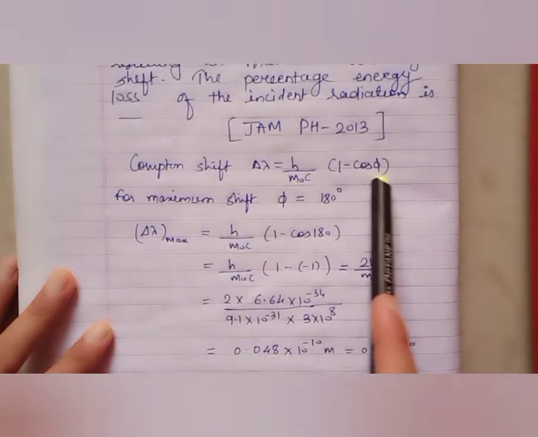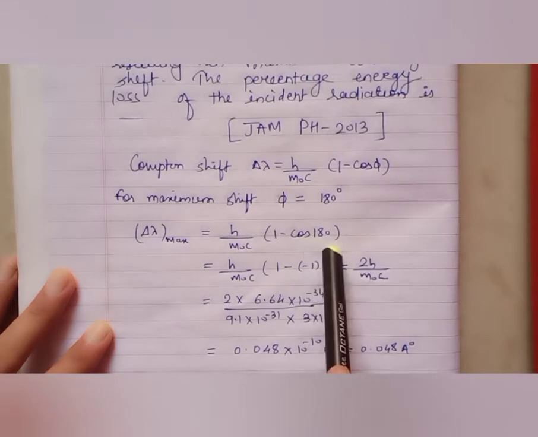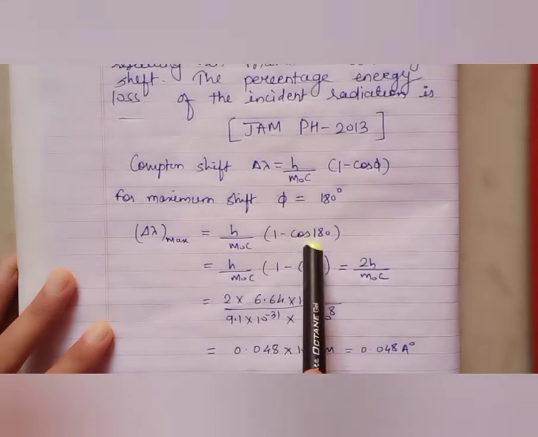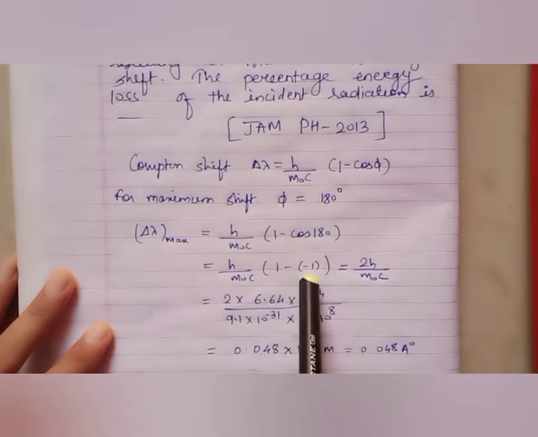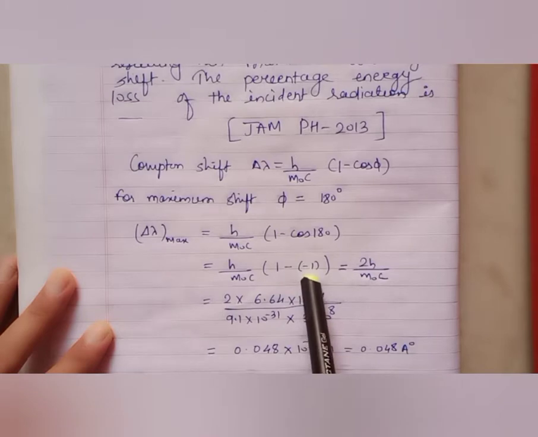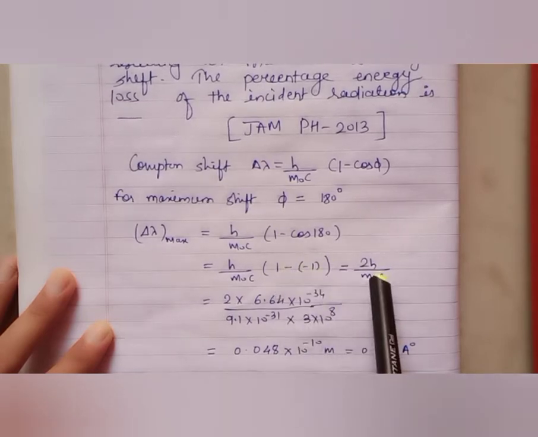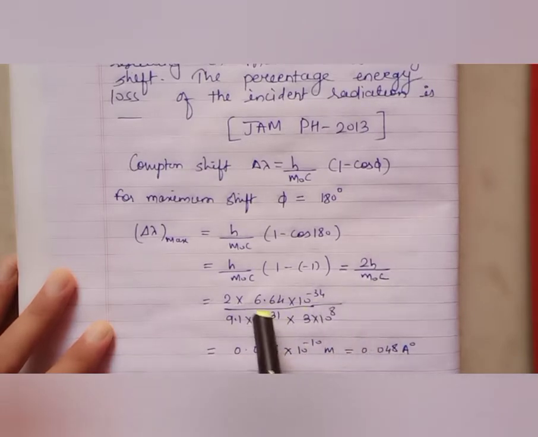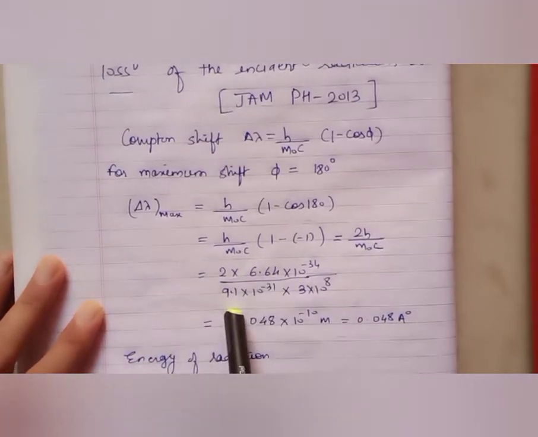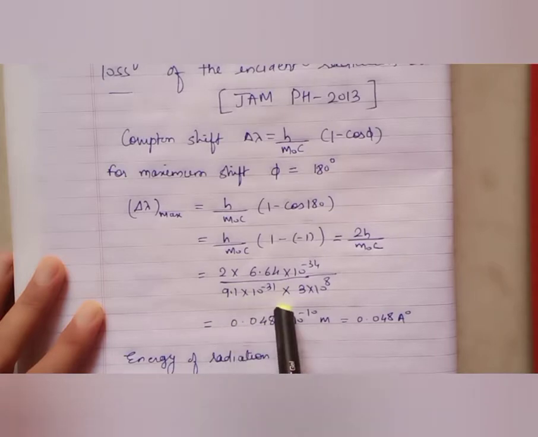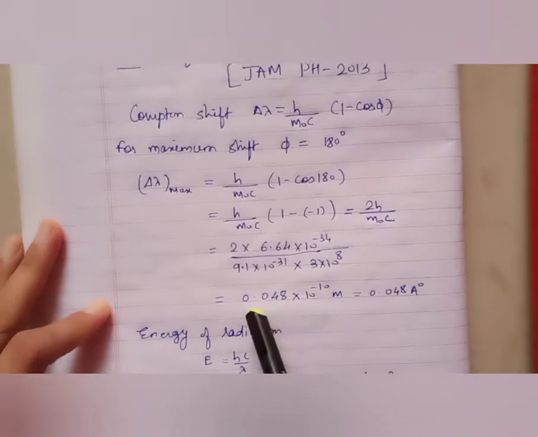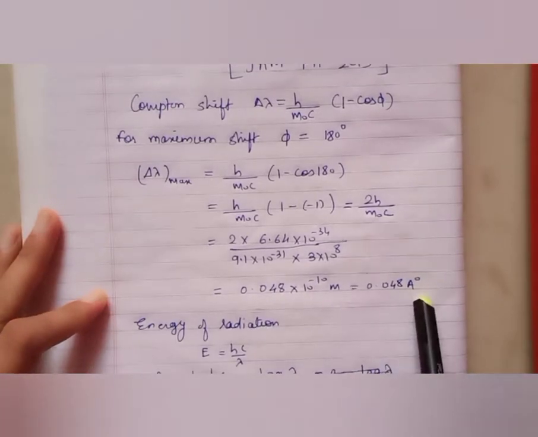We will substitute the value of phi. So phi is 180, so h upon m0c into 1 minus cos 180. Cos 180 is minus 1. So 1 minus minus 1 becomes 1 plus 1, which is 2. So this will become 2h upon m0c. Here you substitute the value of h, m0 which is 9.1 into 10 raised to minus 31, and c that is 3 into 10 raised to 8, and you will get this value as 0.048 angstrom.